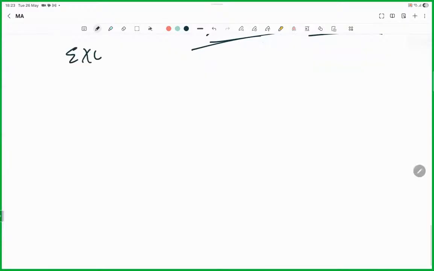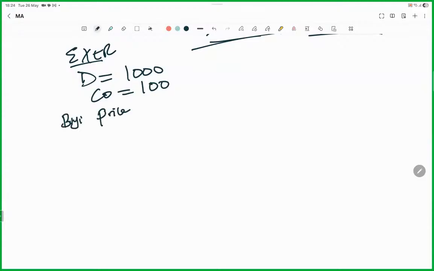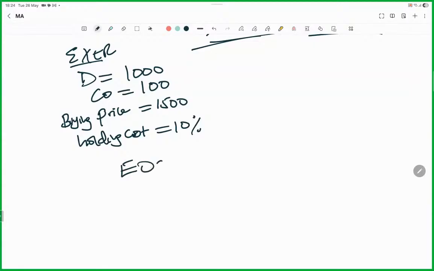Now, before we look at our past papers, exercise 2. Here they have given us annual demand again, 1,000. Cost per order, 100 again. Buying price is 1,500. Holding cost is 10%. They simply want you to get EOQ. Take the ball and run with it.